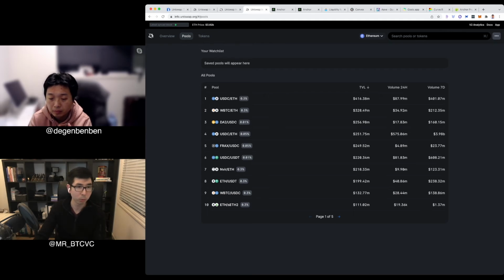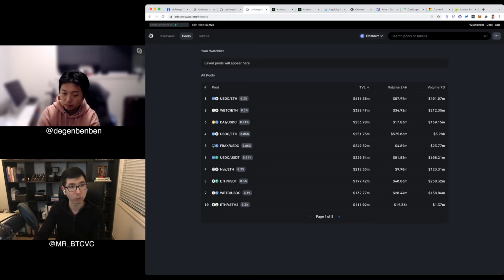On every swap, Uniswap will take a 0.3% fee that goes to the liquidity providers. I believe a small amount, like 0.05%, now goes to the Uni token holders. I'm not sure if in V3 that's the case. Oh, okay, this is V2. So in V2, I think 0.3% goes to the liquidity providers.